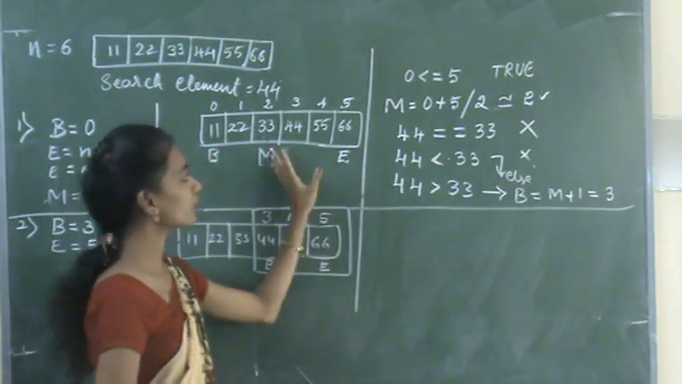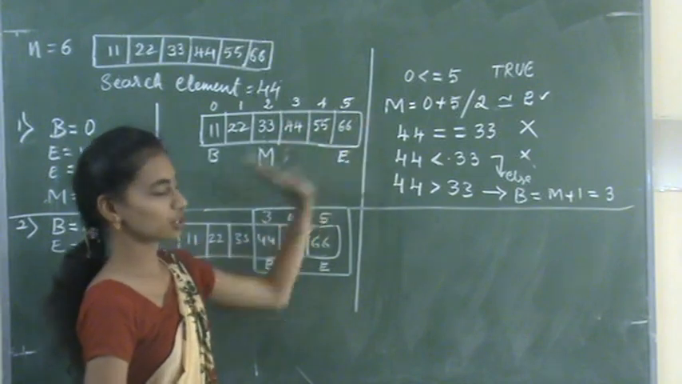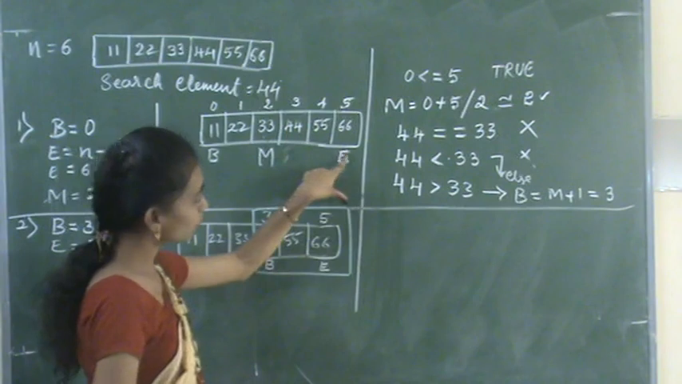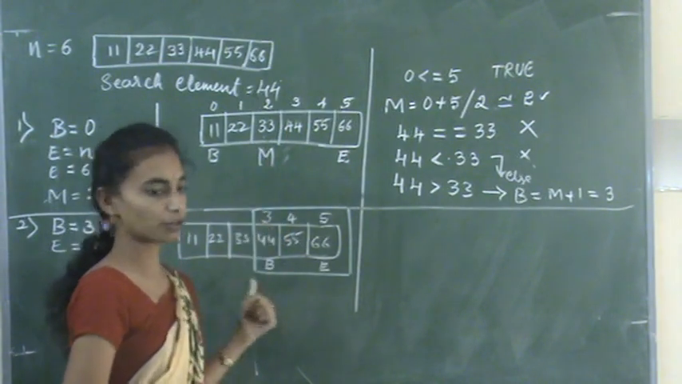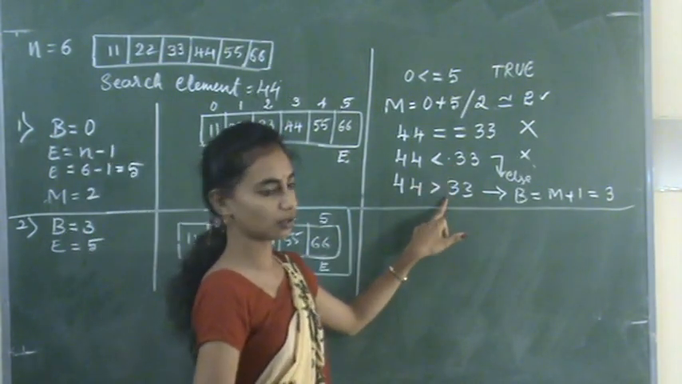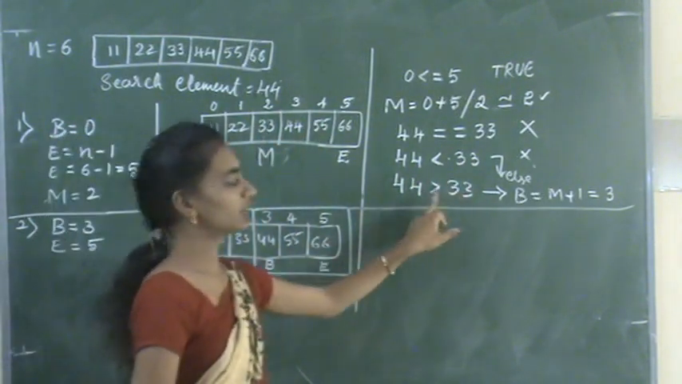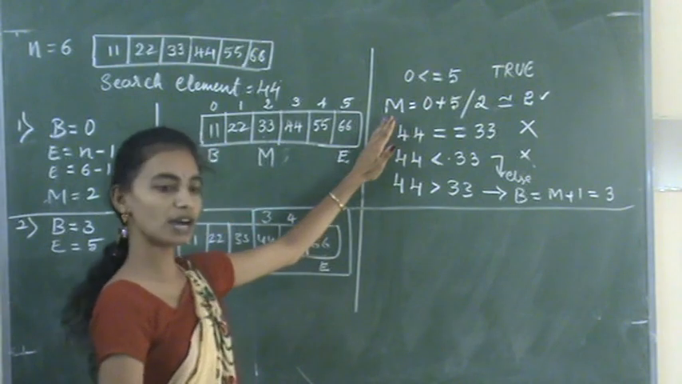So we need to check for the next portion of an array, that is, we are considering the right portion. How do we select the right portion? With the help of this. If it is less than, we need to go for the left portion. If it is greater than, we need to go for the right portion.